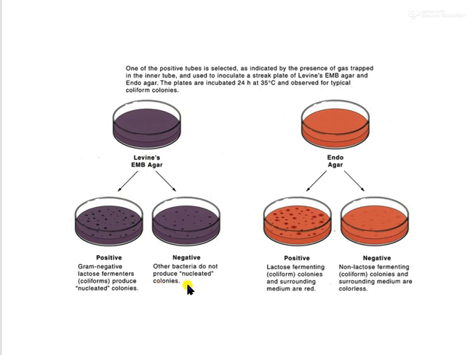Now, what do you mean by nucleated colonies? Let me explain. If you have a colony which is round in shape, at the center of that, somewhat similar to the nucleus of a cell, you will have a nucleation line. Like the presence of a nucleus, another particle would be present on the colony itself. So that will indicate that it is a coliform bacteria.